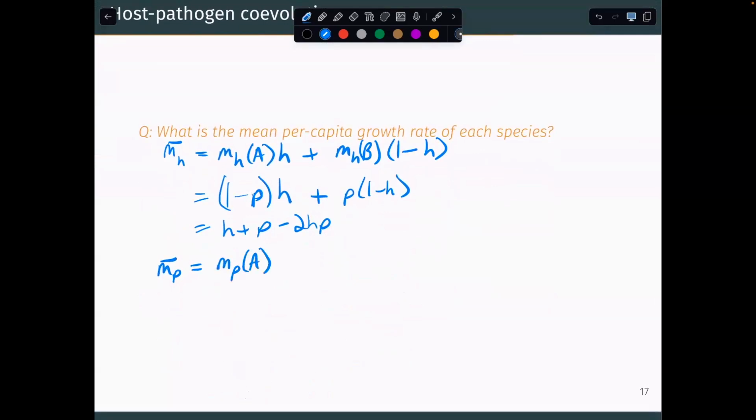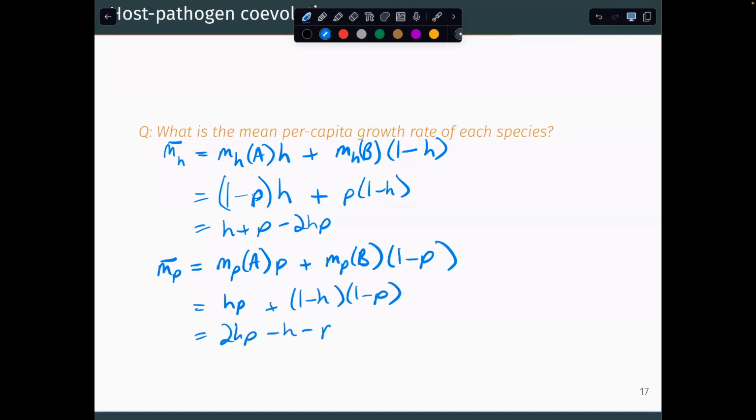Take the per capita growth rate of individuals with allele A, multiply by their frequency, which can be P. Similarly for allele B. So we're going to have H times P plus 1 minus H times 1 minus P, which is just 2HP minus H minus P plus 1. Okay, nice simple weighted sum.